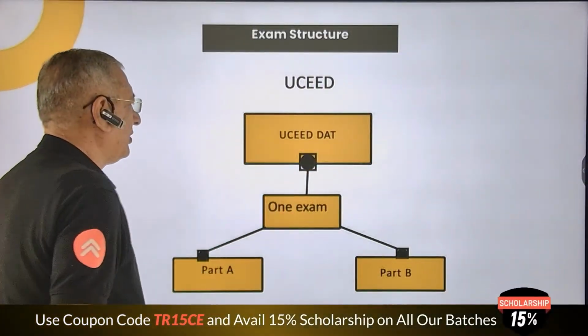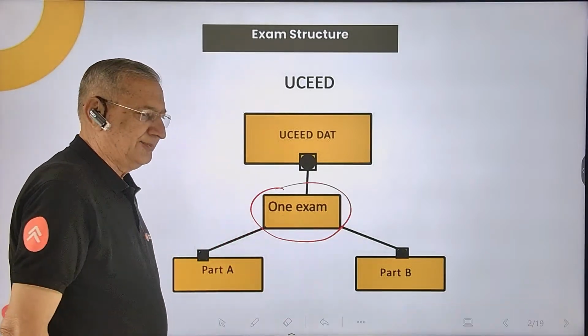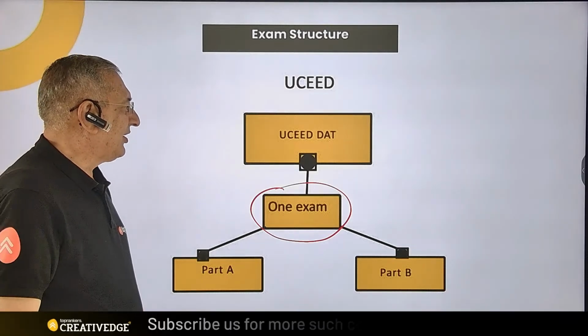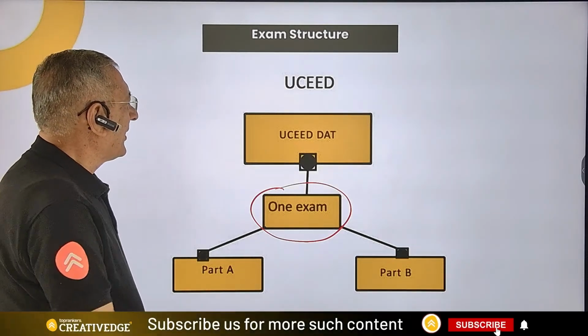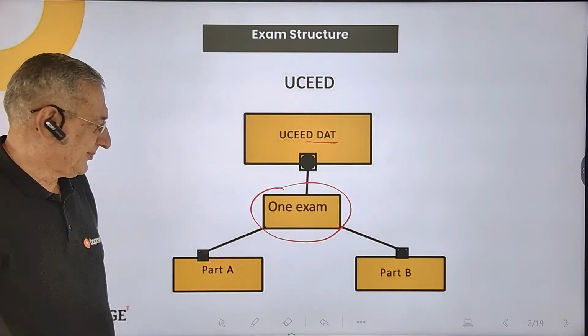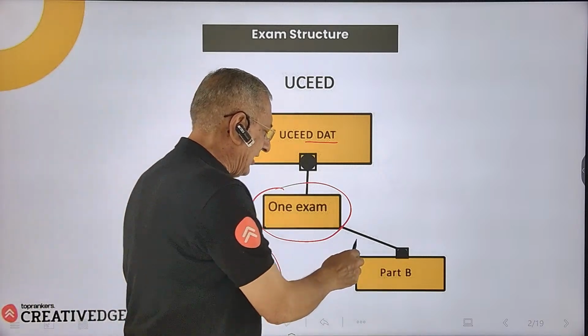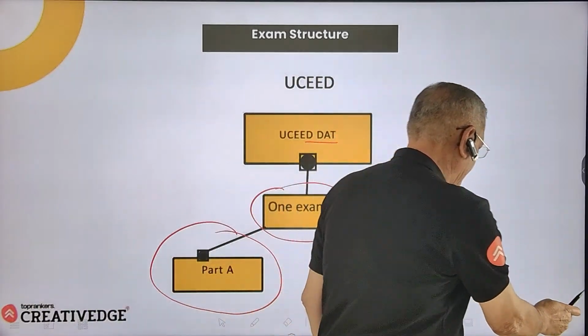As you know, UCEED conducts only one exam. That is a written test, the DAT, Design Aptitude Test. There are two parts in it, Part A and Part B.